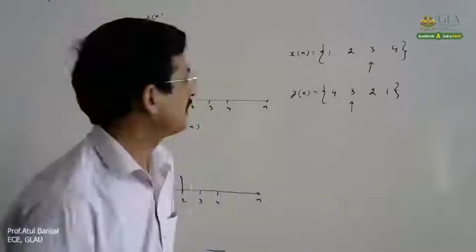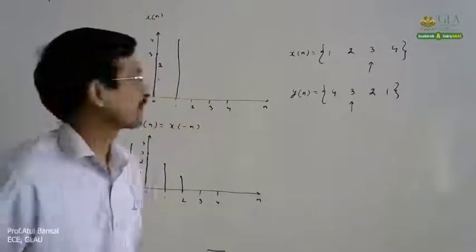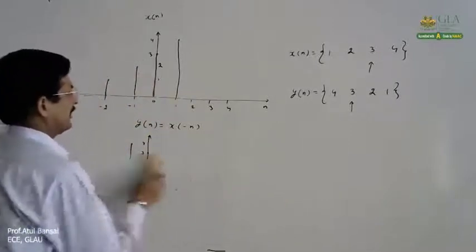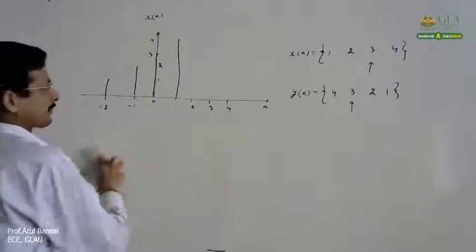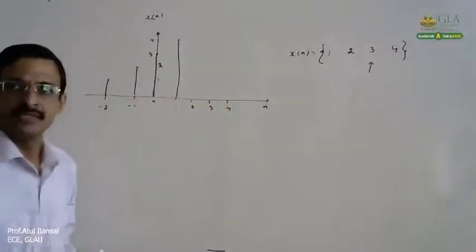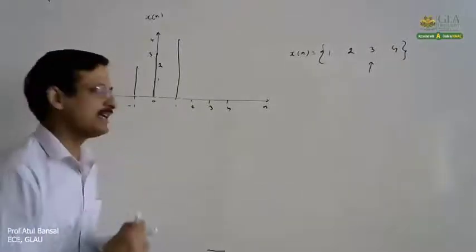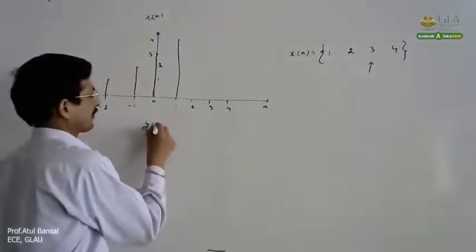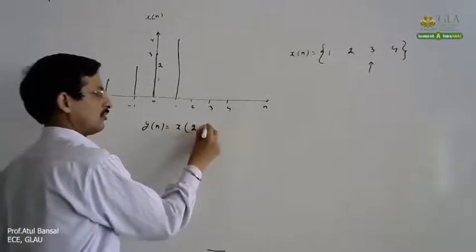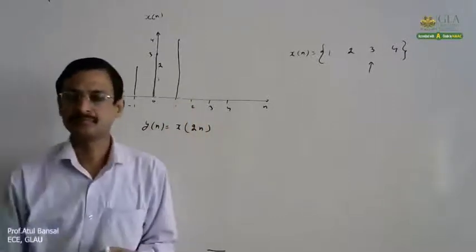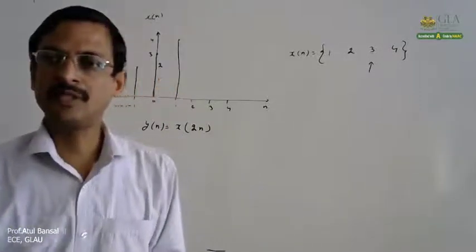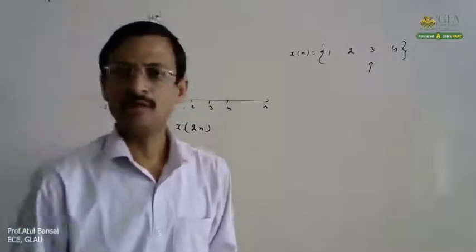Now let us take the example for time scaling. What happens in that case? Let us consider the same example. That x[n] is given like this. Now we want a new signal y[n], which is x of 2n, right? Like in earlier continuous time we have seen x of 2t or at.